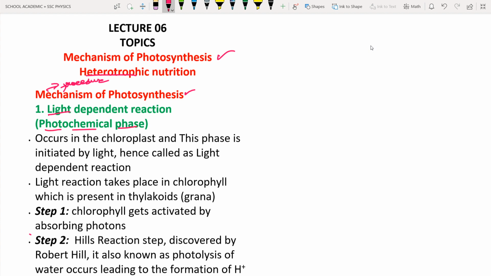So what is photo? Photo means light, and chemical means some chemical substances are produced. So in this phase it is dependent on light, and in this mechanism there is a production of some chemicals, that is known as the photochemical phase. And this light dependent reaction is going to occur in the chloroplast.